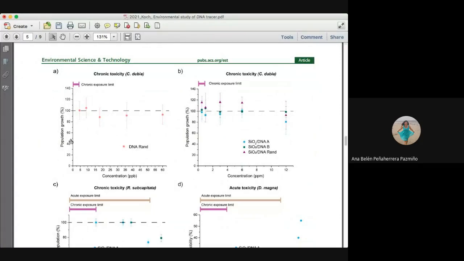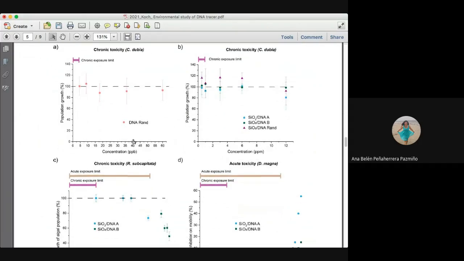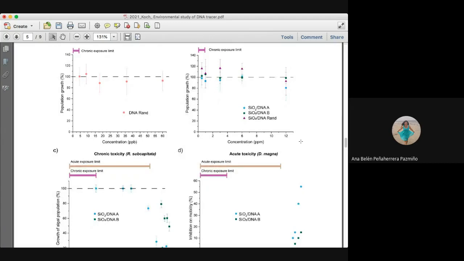So you can see here that the population growth is not affected in this Ciriodaphnia dubia. While the concentration increases, there's no significant effect. Then when we measure the population growth with these nanoparticles functionalized with DNA, and these ones in the green square are nanoparticles functionalized with DNA that have an extra layer to coat them and protect them from the oxygen species, the population growth is not affected either.